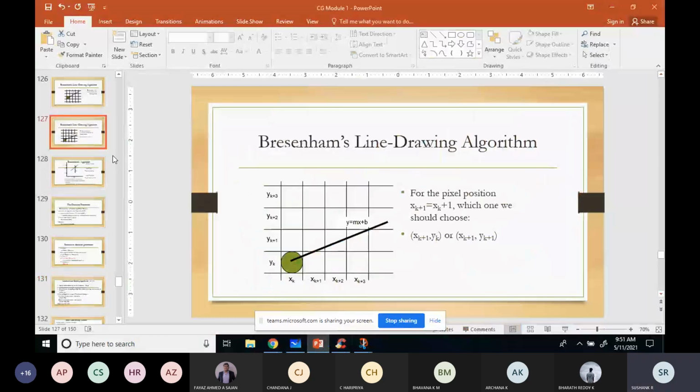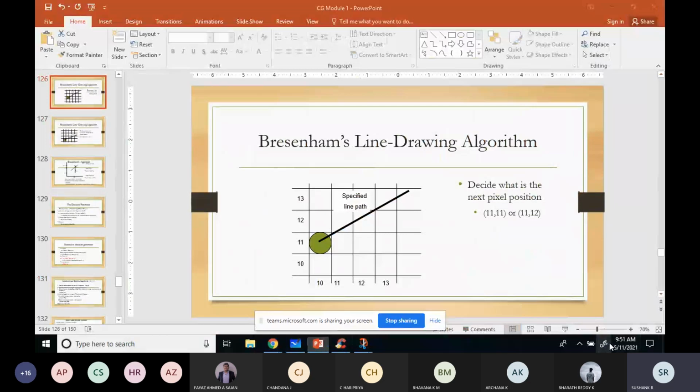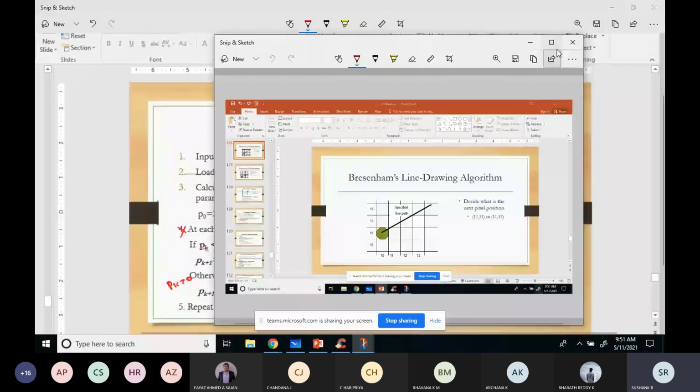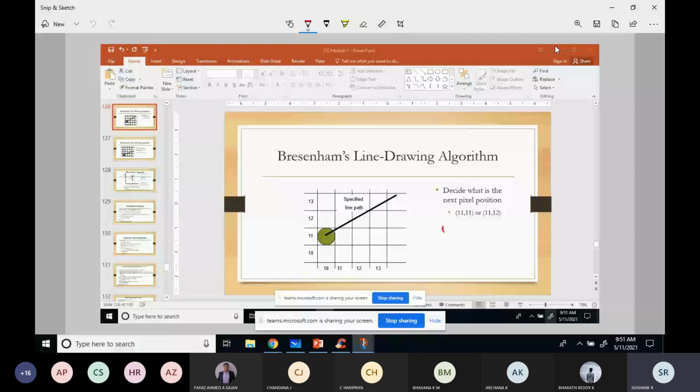In this example also, we are making the decision. How are we making the decision? Based on pk value only. So if pk is less than 0, you have to select yk. So yk is 11 here, so select this pixel. If pk is greater than 0, you have to select y of k plus 1. So you select this. So this is regarding the working of Bresenham's line drawing algorithm.